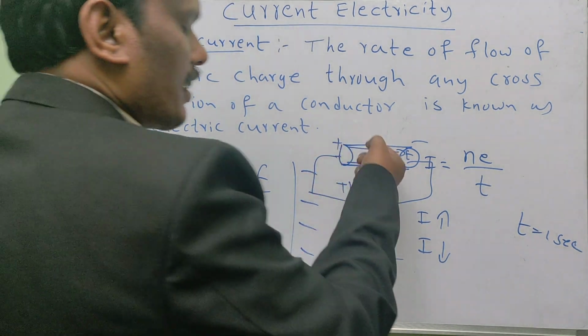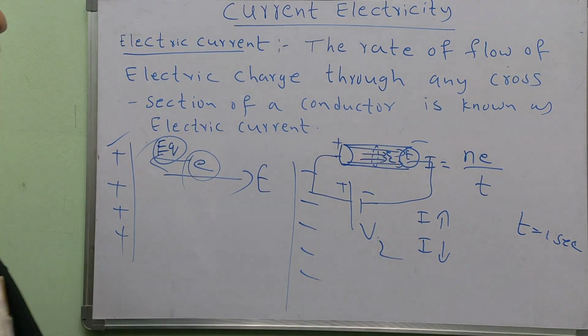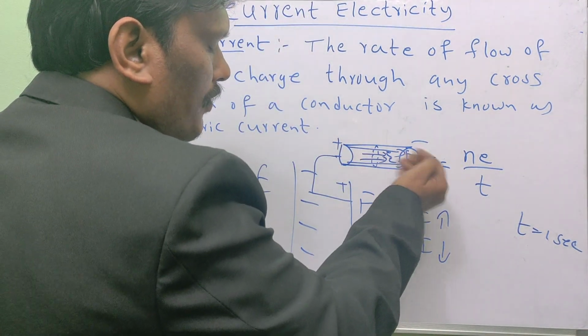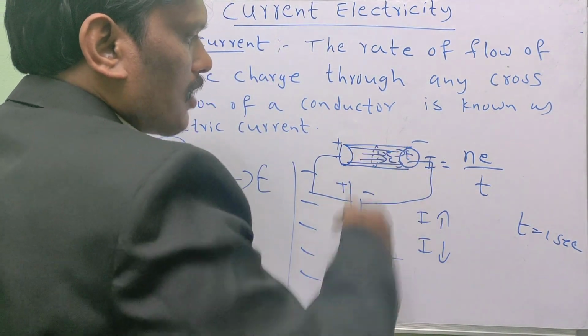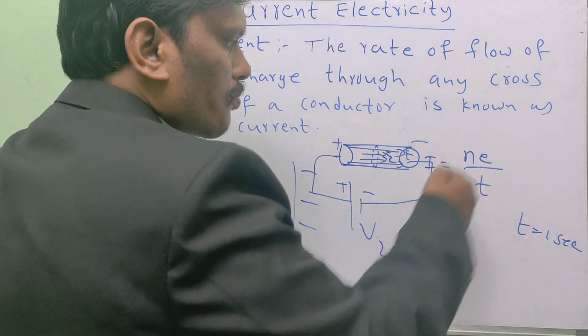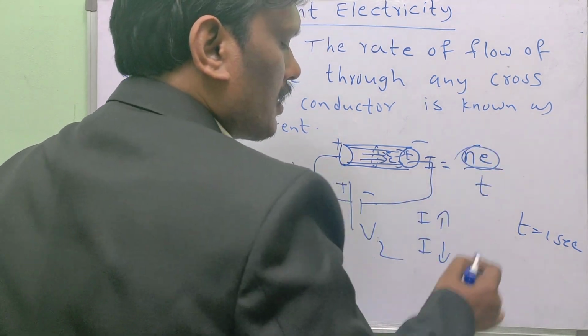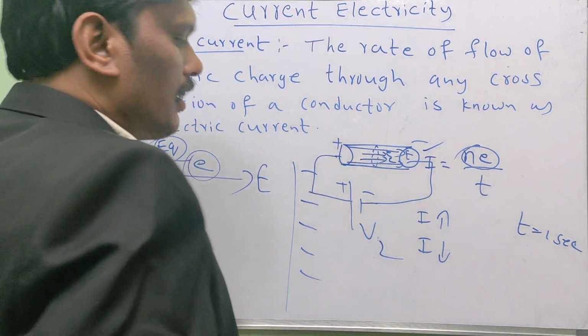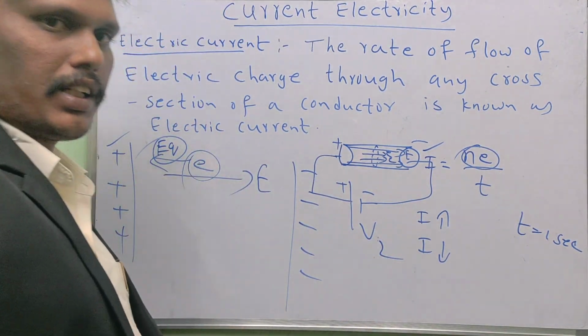Because of that, the force acting on the electron increases. Because of that, what happened? In 1 second, more electrons pass through the same cross section area. If the number of electrons passing increases, the numerator increases in the same second, then we call it current increases. That is the meaning of current increases.